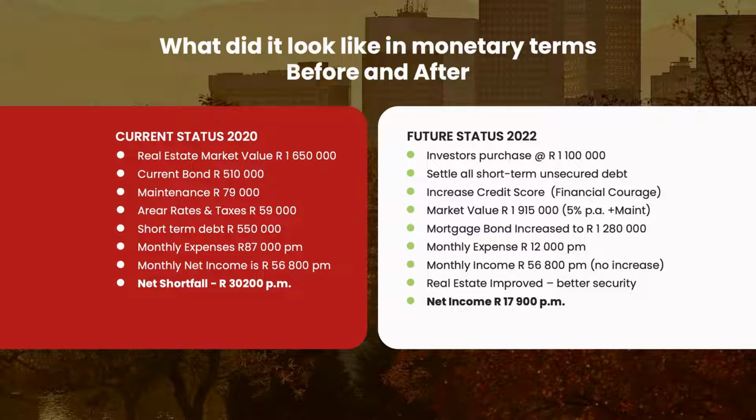After Assist Group intervened, and one of our impact investors purchased the real estate for 1.1 million rand, the owners were able to settle all their short-term unsecured debt. Additionally, the homeowners were able to raise their credit score with our Financial Courage program. The market value of the real estate increased to 1.9 million rand, and the mortgage bond increased to 1.2 million rand. During the period of recovery, the owner's monthly expenses decreased to 12,000 rand while income remained steady at 56,800 rand per month, which allowed the owners to recover as they now have a net income of 17,900 rand per month. Improvements to the property have enabled the owners to benefit from better security as well.